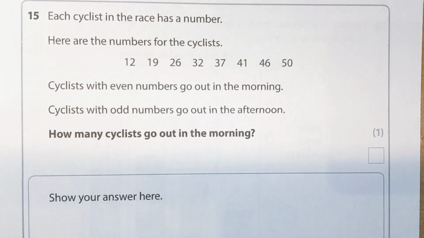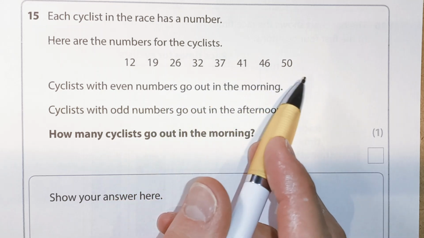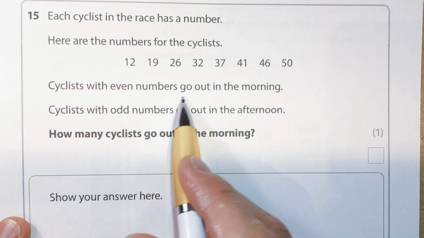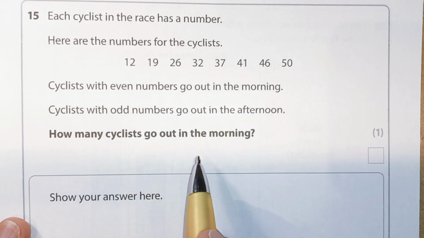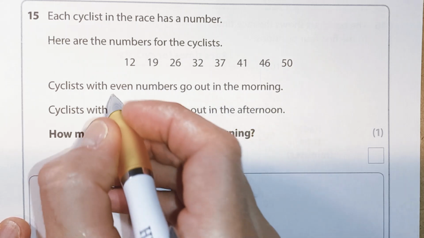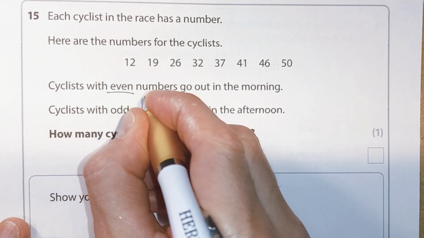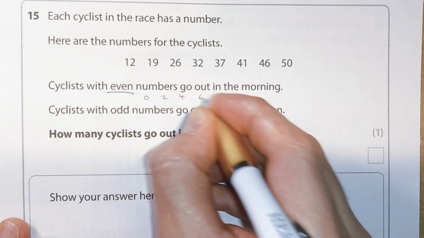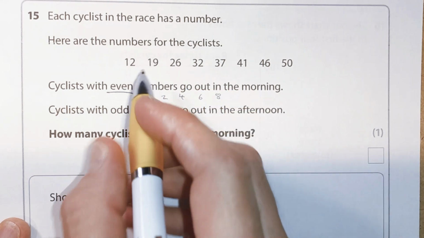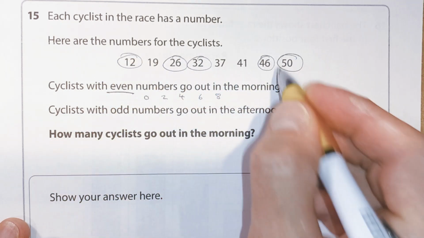Question 15. Each cyclist in the race has a number. Here are the numbers for the cyclists. So we've got 12, 19, 26, 32, 37, 41, 46, and 50. Cyclists with even numbers go out in the morning. Cyclists with odd numbers go out in the afternoon. How many cyclists go out in the morning? Well, the morning ones were the even numbers. So the even numbers, they're all numbers that are going to end in a 0 or a 2 or a 4 or a 6 or an 8. So we've got 1, 2, 3, 4, 5.